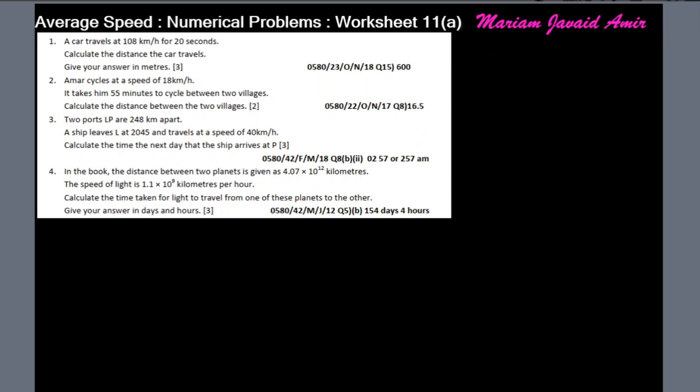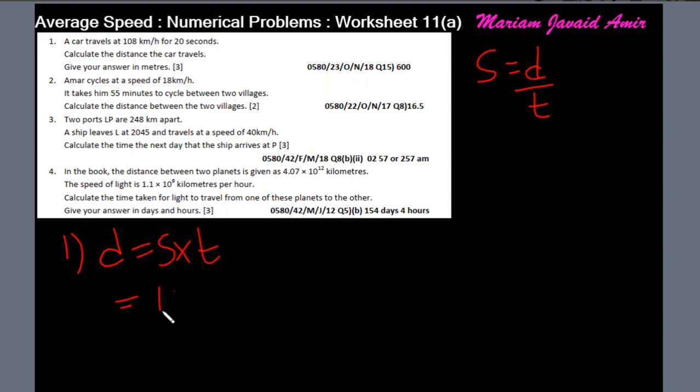So there are many issues with units in this question. This is per hour, this is in seconds, this is in kilometers, and the final answer is asked in meters. So we need to keep the units in check. First we need to find the distance. The formula for speed, distance, time is speed equals distance over time, which means distance equals speed times time. Speed is 108 km per hour.